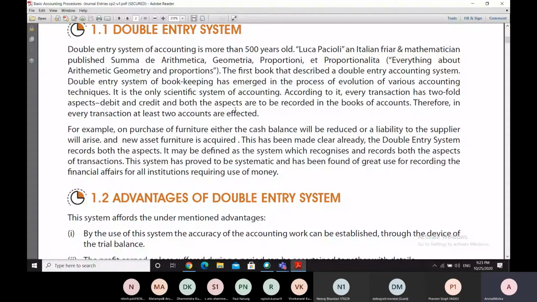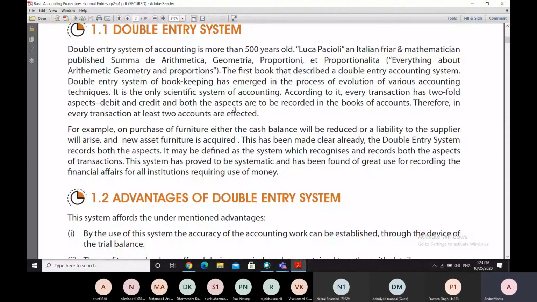For example, when we purchase furniture, we pay for the furniture with cash, and therefore our cash balance reduces, and if we don't pay by cash, then we incur a liability towards the supplier of the furniture. And on the other hand, a new asset is acquired, which is called the furniture. So here, whenever we purchase furniture, two accounts will be affected.